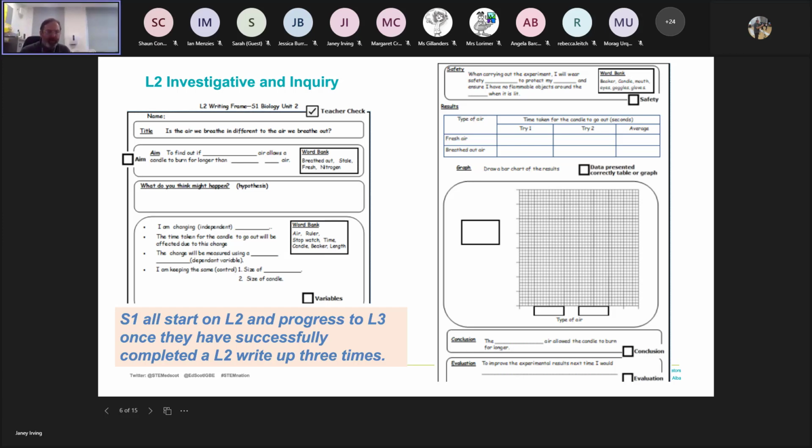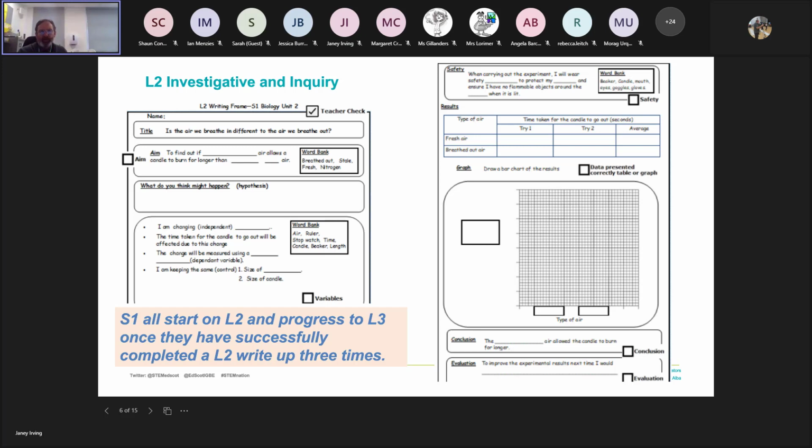Okay, so here is a typical example of one of our level 2 scientific write-ups. Here you can see that what we've done to help scaffold it for the pupils is we've used missing words with a word bank to give them a chance when they're doing the experiment to work through this and fill in the missing words as they are doing it.